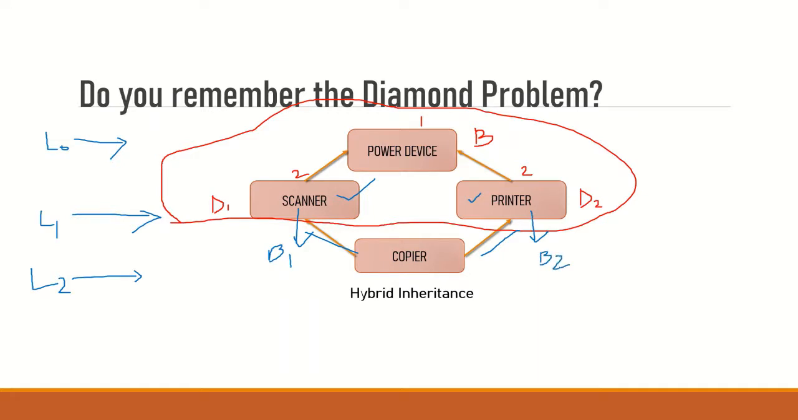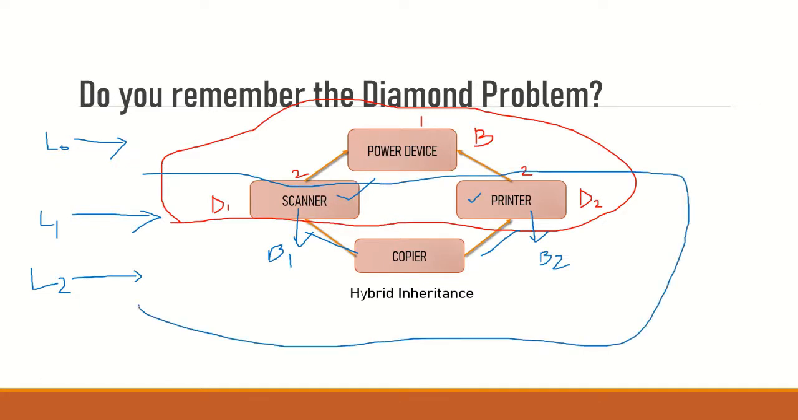And I hope you remember what we discussed in the last lecture: when a class inherits from more than one base class, we call it multiple base class inheritance. So in short, in the first part of this diamond problem we have hierarchical inheritance, and in the second part we have multiple base class inheritance. Then what will be the issue here?